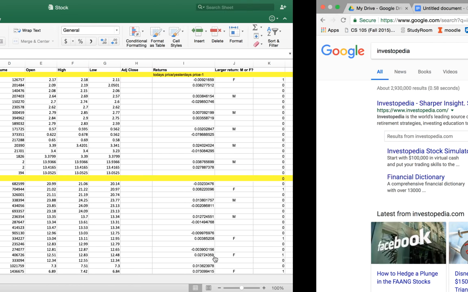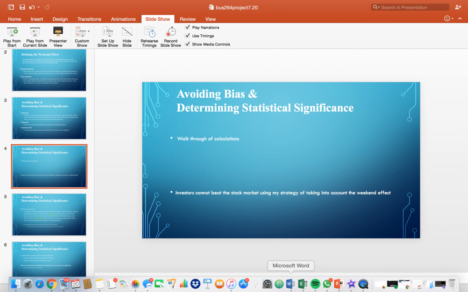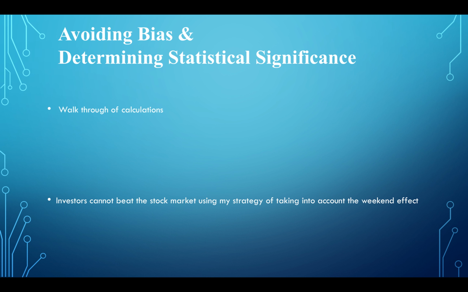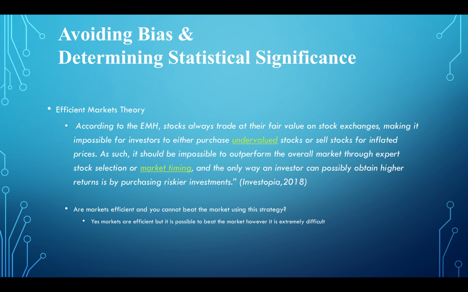So going back to the presentation. Those are the calculations that I did, and I predict that investors cannot beat the stock market using my strategy of taking into account the weekend effect, because although I thought the weekend effect was significant, after looking at my data, it honestly does not look like it is significant. It was a 50-50 chance of Monday being greater, and 50% of the time Friday was greater. So I don't really think that you can make an investment based off of the weekend effect. I don't think it proves to be true or as significant as I thought it would have been.